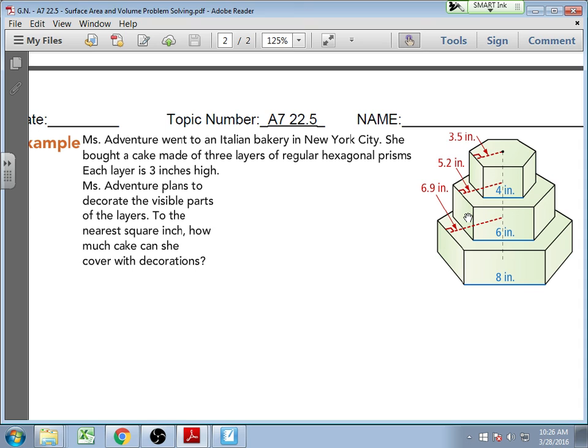So if we want to talk about total surface area of this cake, notice that I've got this hexagon, then I've got this hexagon, but I don't have the entire thing because I could not decorate the middle of that hexagon. That wouldn't make any sense. Who's really good at manipulating things with your brain that can tell me what we could do to make all those easier, to work together with each other?